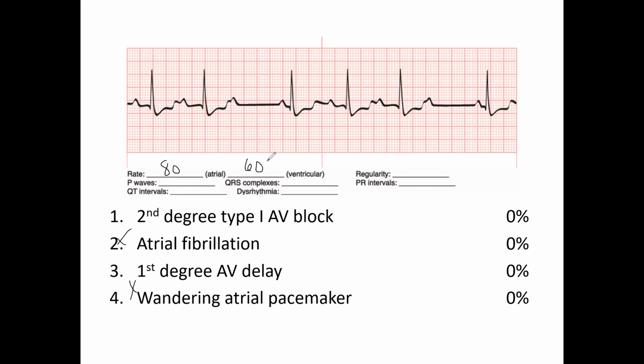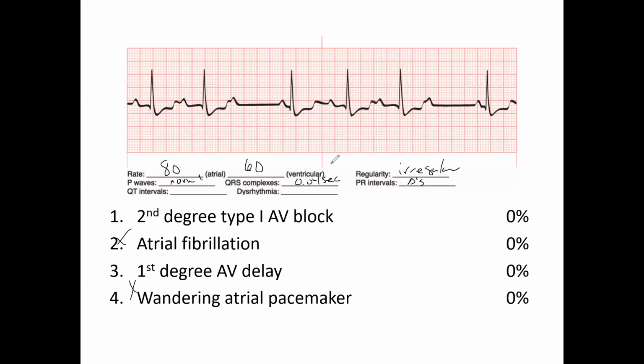If we apply the rules, our regularity is irregular. Look at your P waves. They appear to be normal in size and shape when they show up, so they're normal. QRS complex is 0.04 seconds, about 1 small box. Your PR interval changes. QT interval is going to be about the same and consistent from beat to beat.